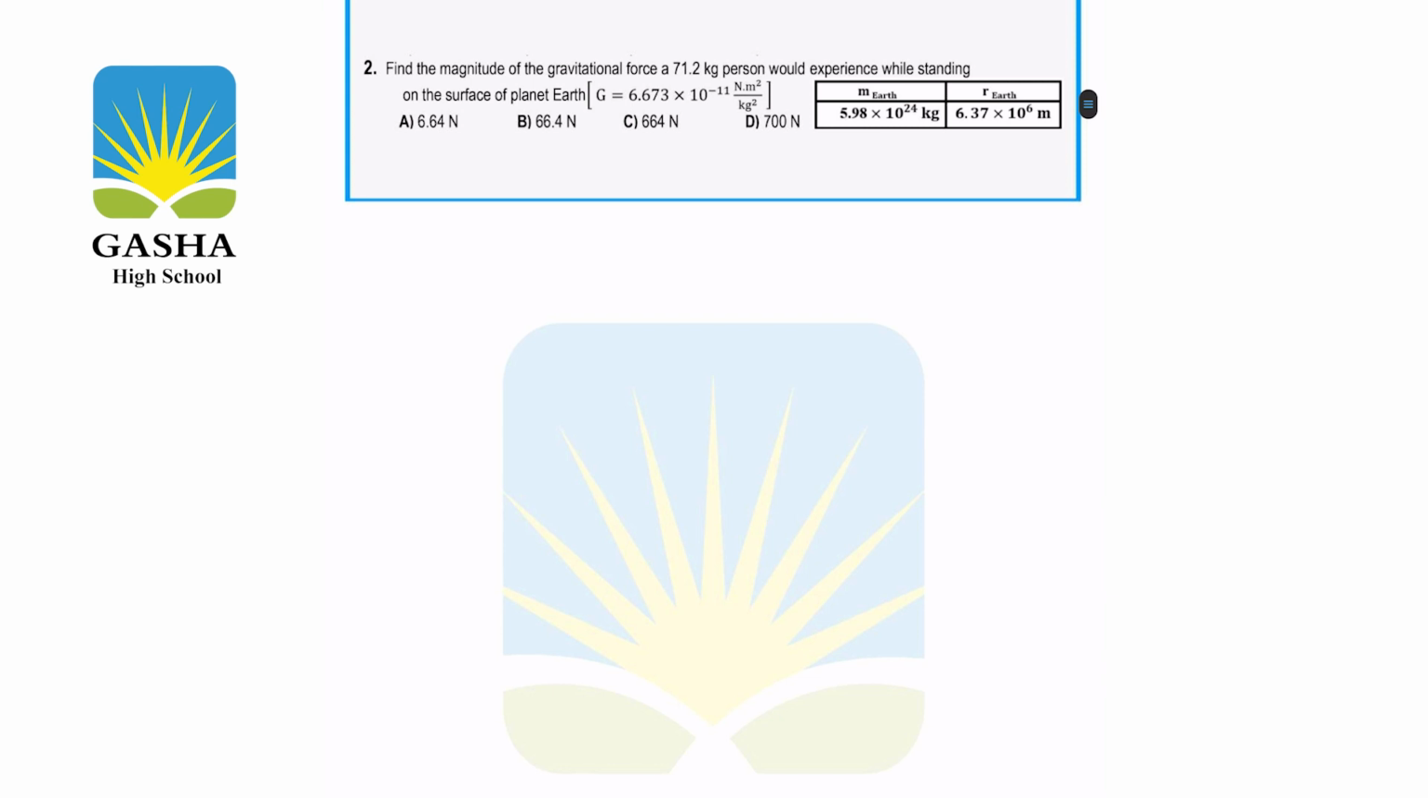The second, again, is from chapter 1, and it says, find the magnitude of gravitational force. So Fg, the gravitational force, is unknown, for a person of 71.2 kilogram standing on the surface of planet Earth. So we have the mass of Earth, the radius of Earth, and the universal gravitational constant. You can just write down the formula, which is Fg equals capital G, the universal gravitational constant, times mass of the person times mass of Earth divided by r squared.